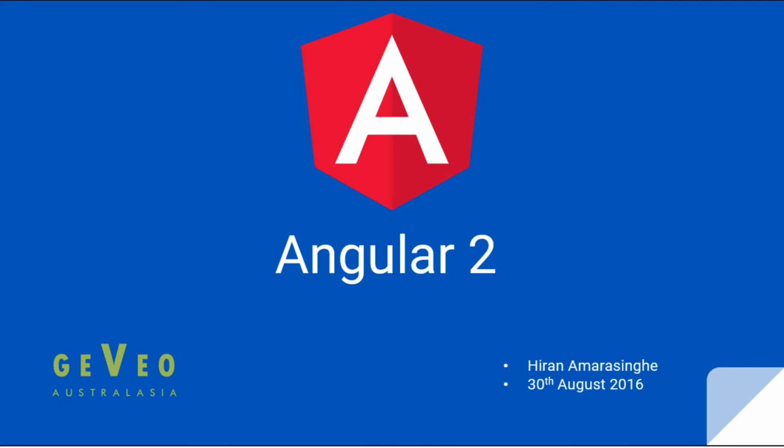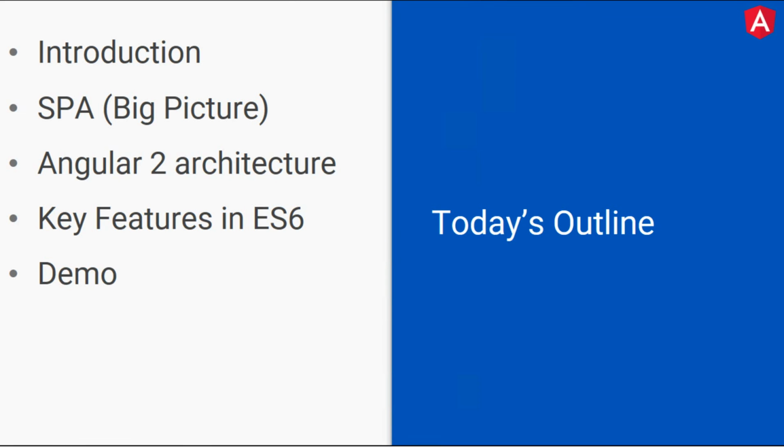start the session. Right, so let's see the outline. We'll start with the introduction about Angular, how it evolved, Angular 2. There was a presentation that we had, I think a long time back, that Amila did about Angular 1. But I'm not going to explain what Angular is, just some story of how it evolved, Angular 2, and what a single page application is, or the big picture, and the architecture of Angular 2, the concepts behind Angular, and key features in ES6, ECMAScript 6 specification, and demonstration.